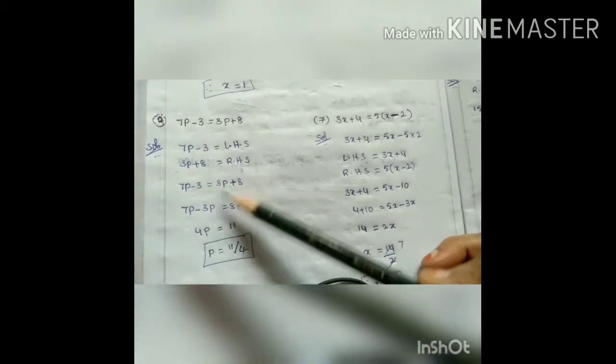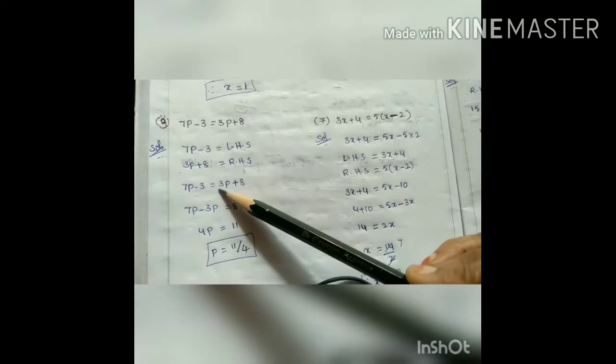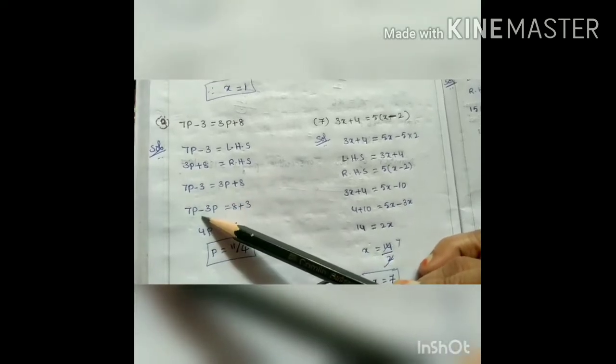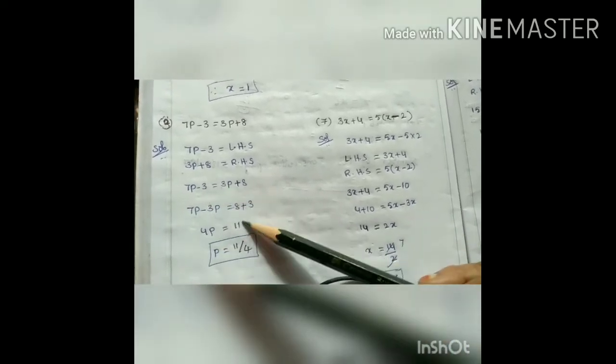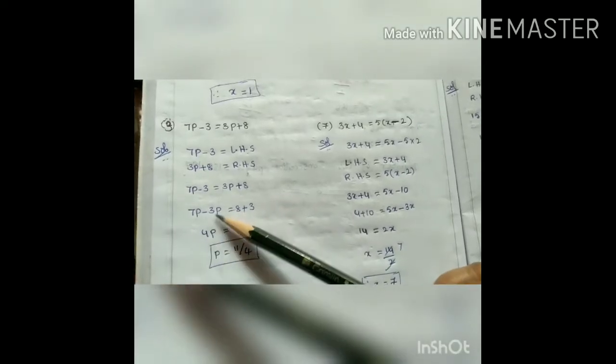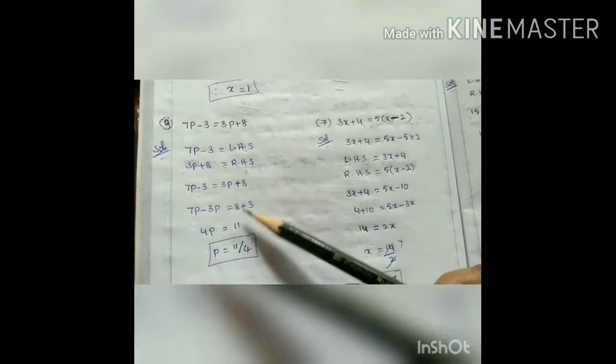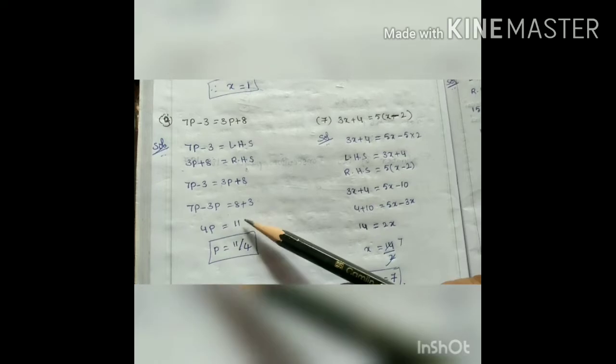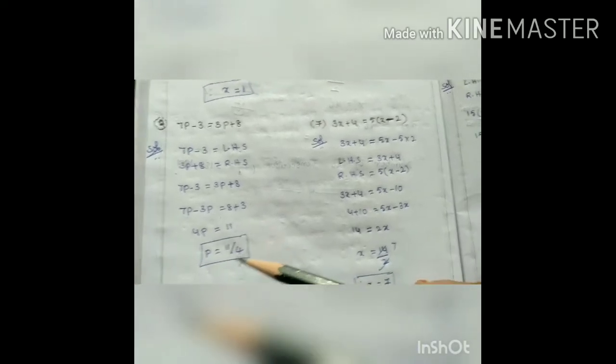7p minus 3p equal to 8. The 3 is negative here, so the negative quantity becomes positive: 8 plus 3. 7p minus 3p equals 4p, equal to 8 plus 3, 11. So p equals 11 by 4. It is the p value.